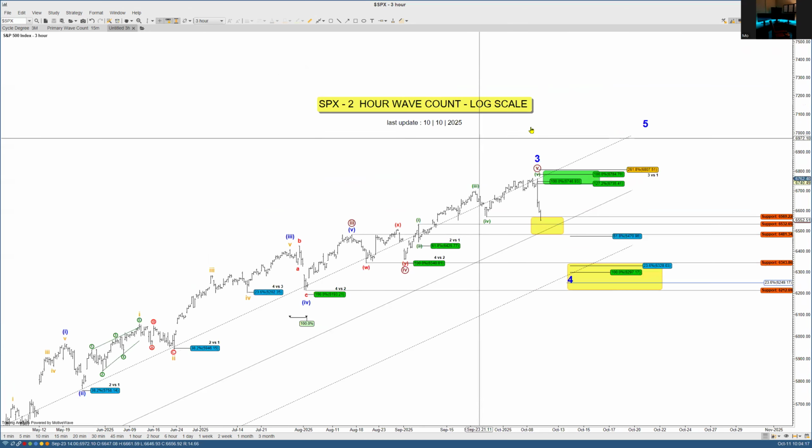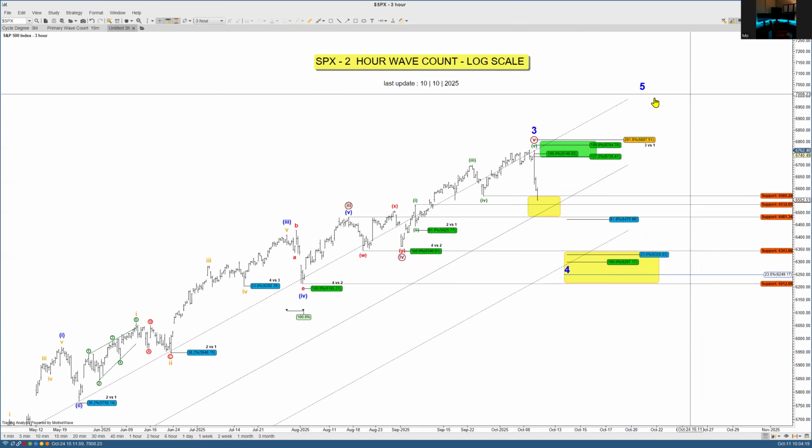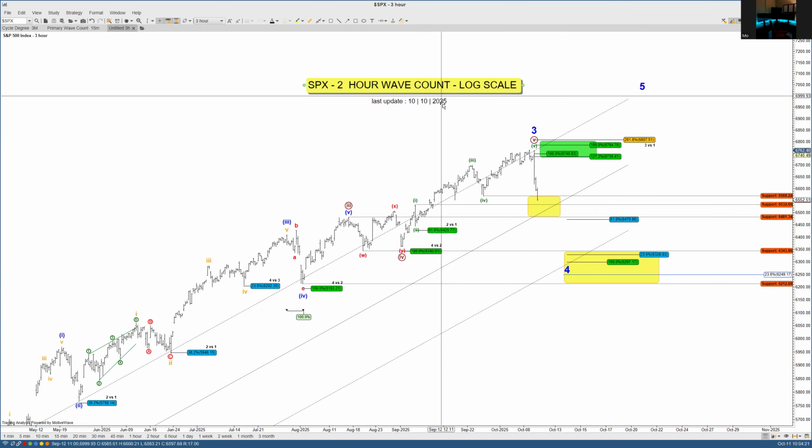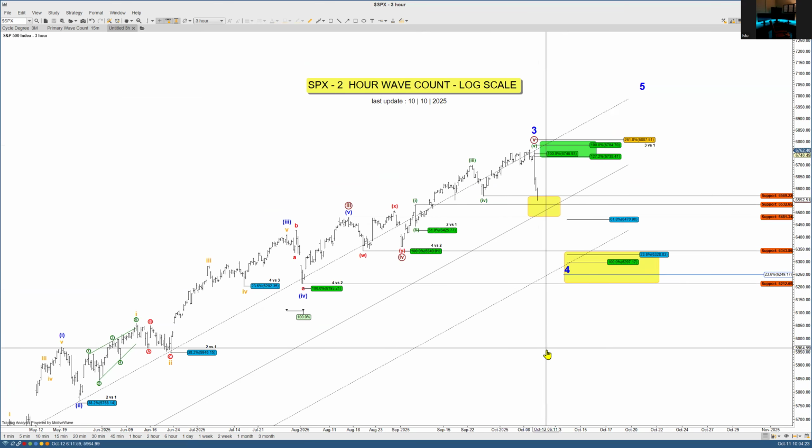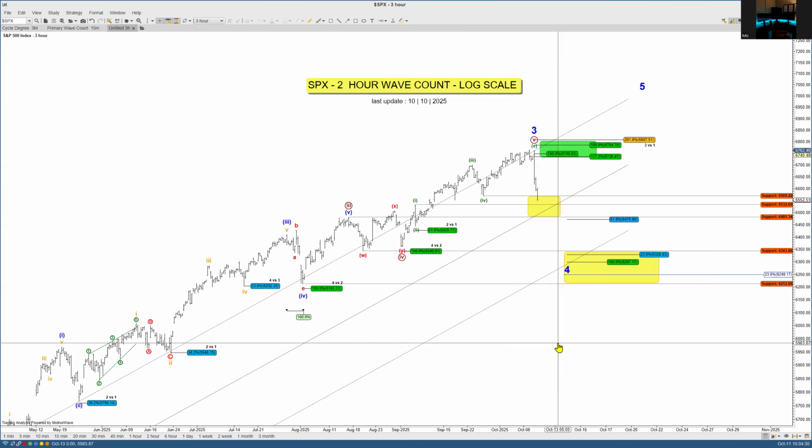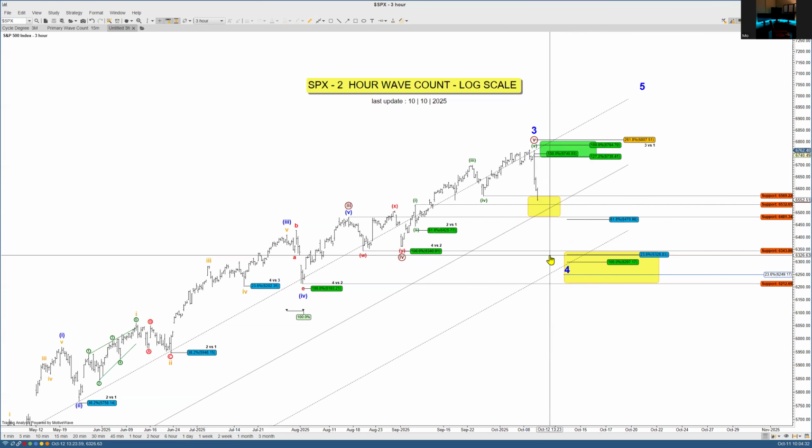We have a good wave count, so let's not mess it up by changing anything. Just stick to the wave count that has been working for you for a very long time. So we'll watch the zone and see what happens.